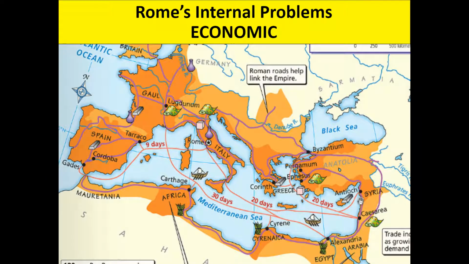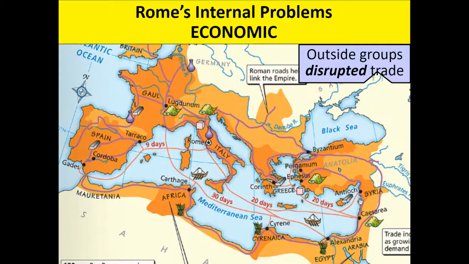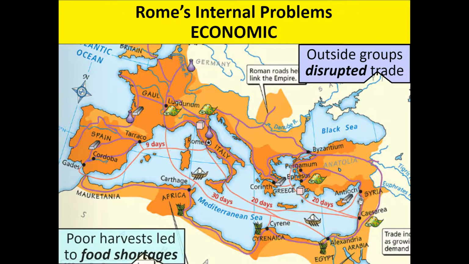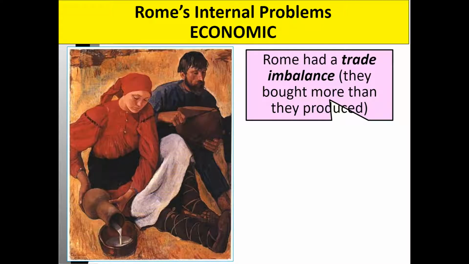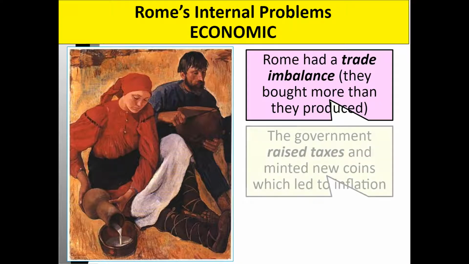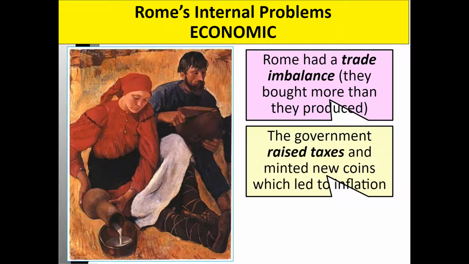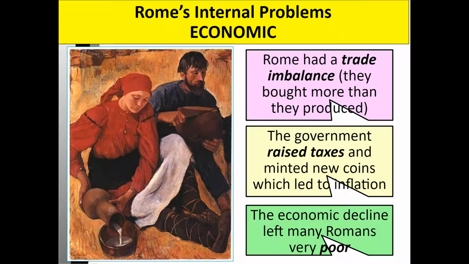These internal problems are also economic. Outside groups are disrupting trade, and poor harvests have led to food shortages. So Rome is having a trade imbalance. They're buying more than they can produce. Their governments are raising taxes and minting new coins, which is leading to inflation. And the economic decline is leaving many Romans very poor, right? They don't have money, or the money they do have is worthless.